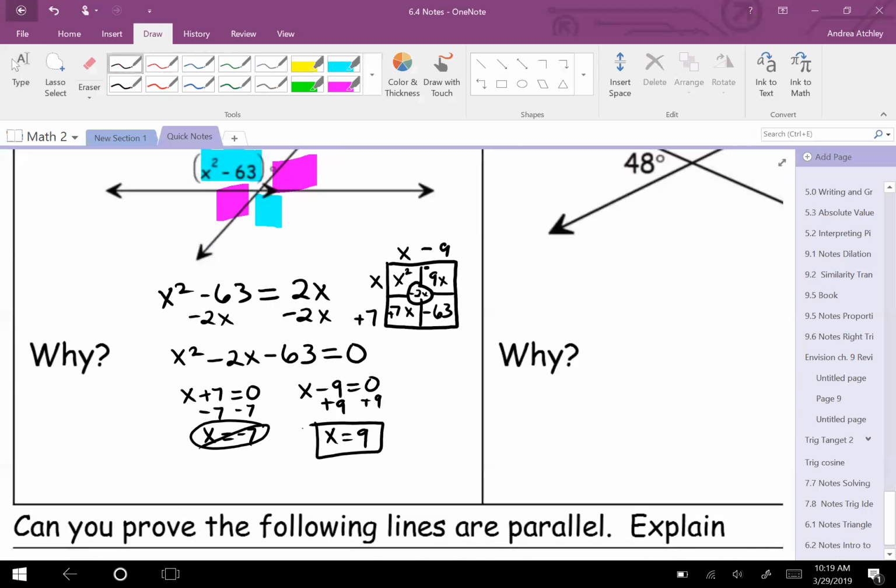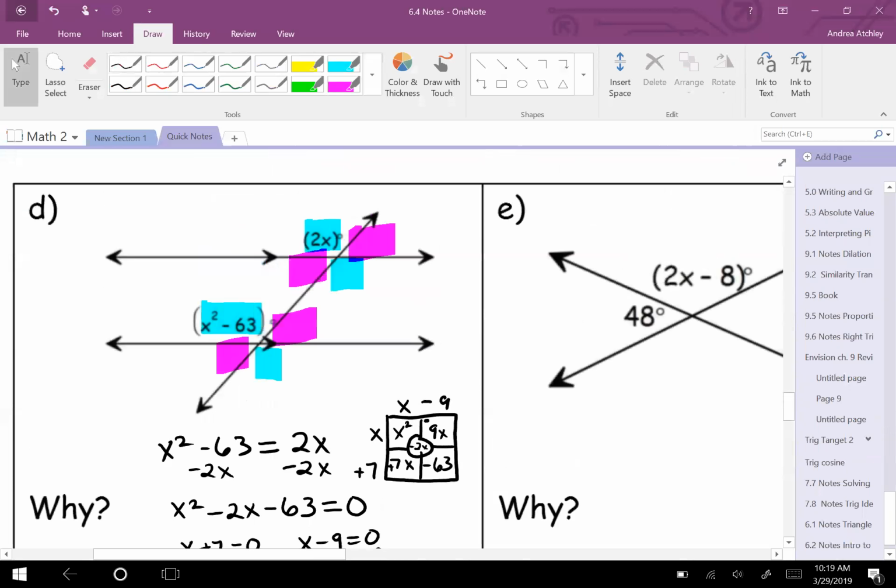Even though I solved it and got 7, it doesn't apply to this problem. Look at 2 times negative 7, which is negative 14. Can the angle measure be negative? No, so that's why it doesn't apply here. 7 is not going to work because it gives me a negative length. Then they both would work, and you'll have 2 answers. Okay?